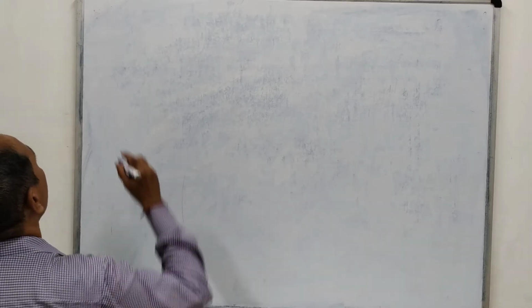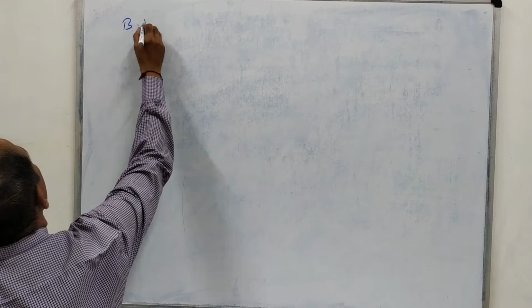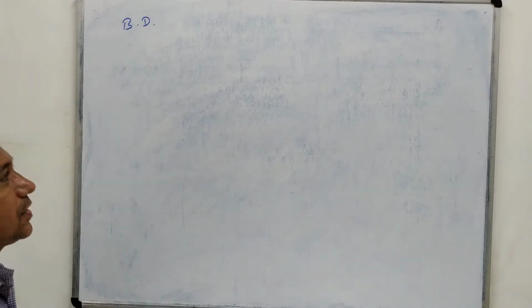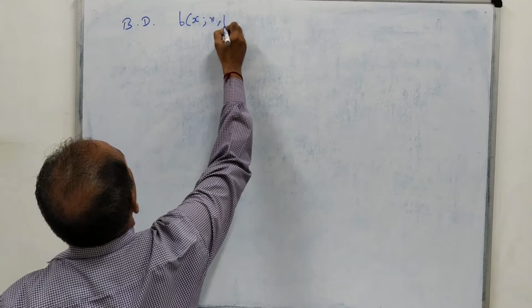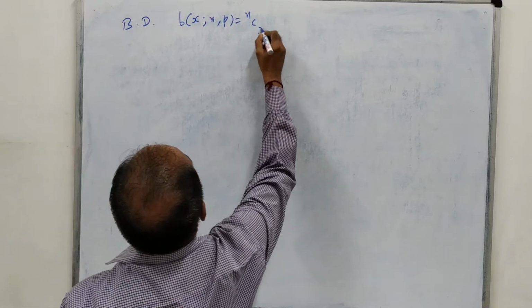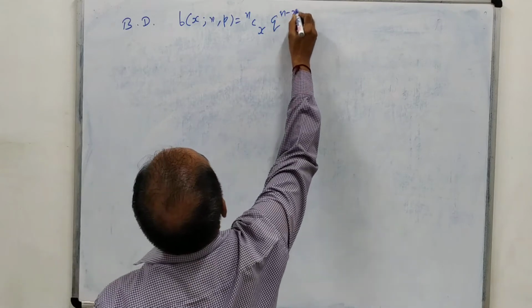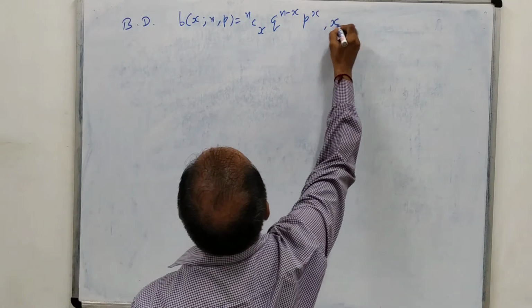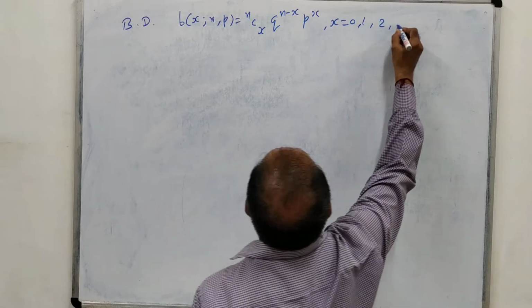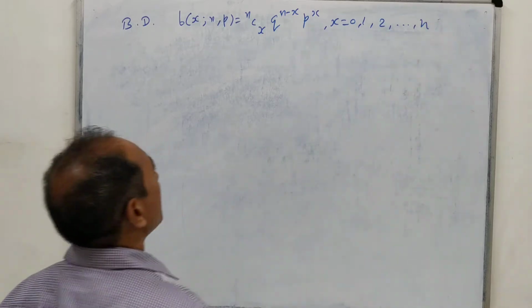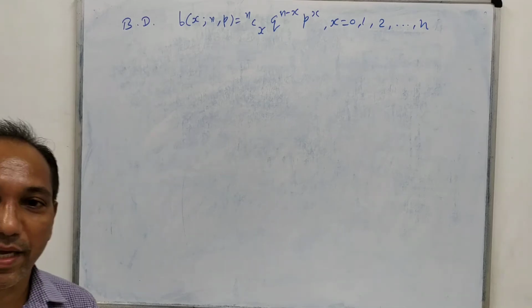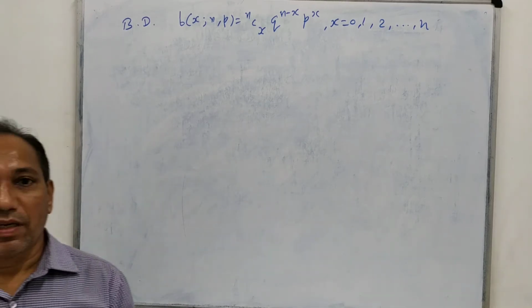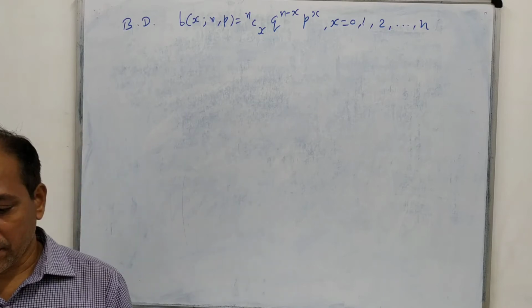Last time we have seen about binomial distribution. There we were discussing the binomial probability b(x; n, p) equal to nCx q raised to n minus x, p raised to x, for x equal to 0, 1, 2, up to n. Okay. So now, based on this, we have seen in the last lecture some of the examples. Now, let us see more and more examples.